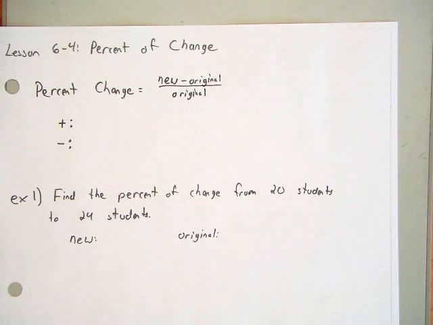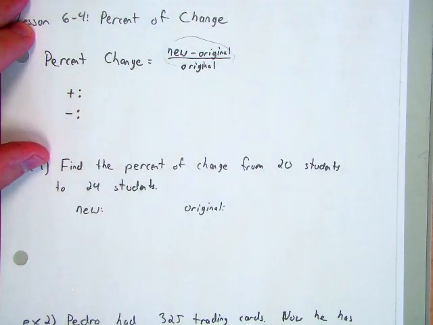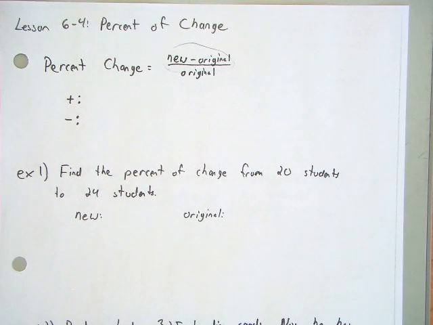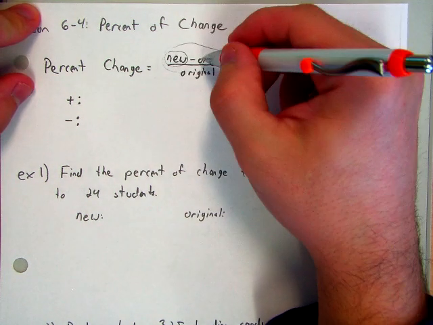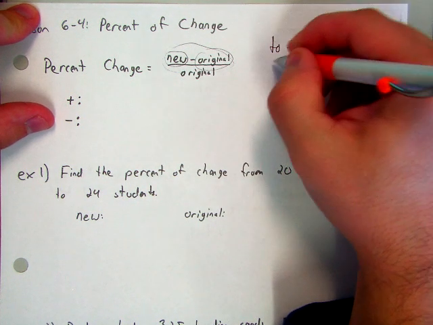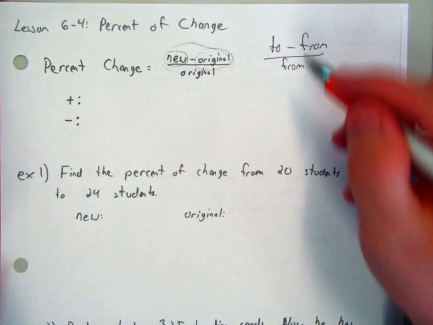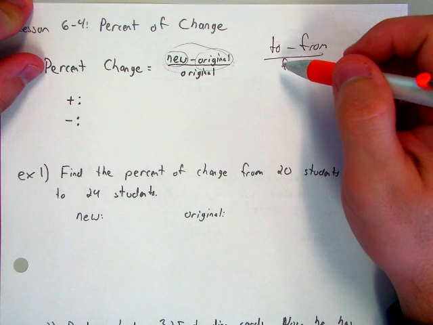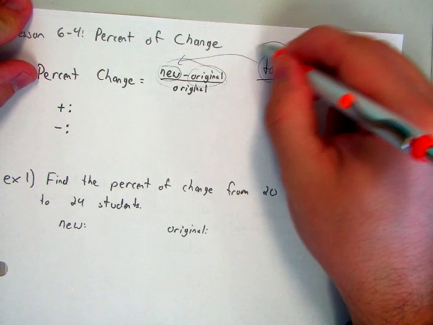All right, today we're going to be talking about lesson 6-4. It's called percent of change. So percent of change or percent change, we're going to be looking at two items here. It's either going from something to something else, and that will be getting bigger or smaller. So we're going to be looking at the new number minus the original number, or it'll be 2 minus from, all over from. Now, this means that in a statement it'll say it's going from something to something else. The 2 is the new value, the from is the original value.